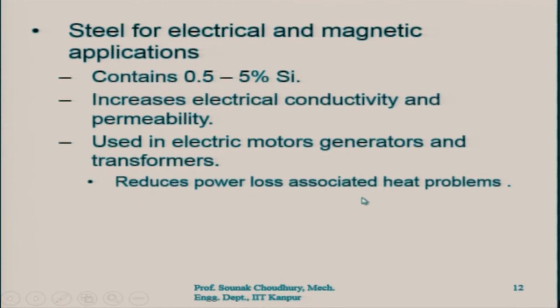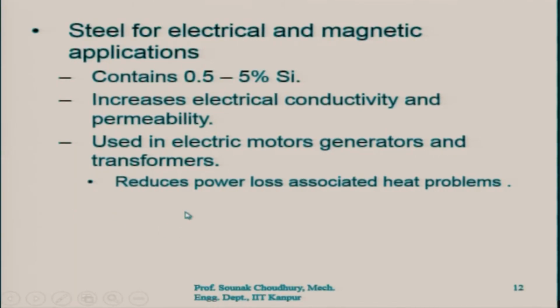Reduces power loss associated with heat problems. Meaning that these steels are specially made so that at high current and high voltage, with the temperature which is produced, there should not be power loss. In the case of transmission that is a very important thing, so that the output could be according to the input that is given, in the generators or the motors and transformers.